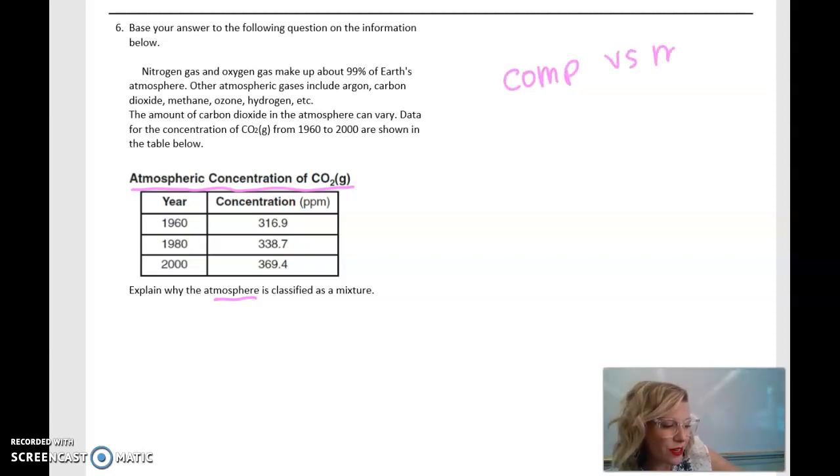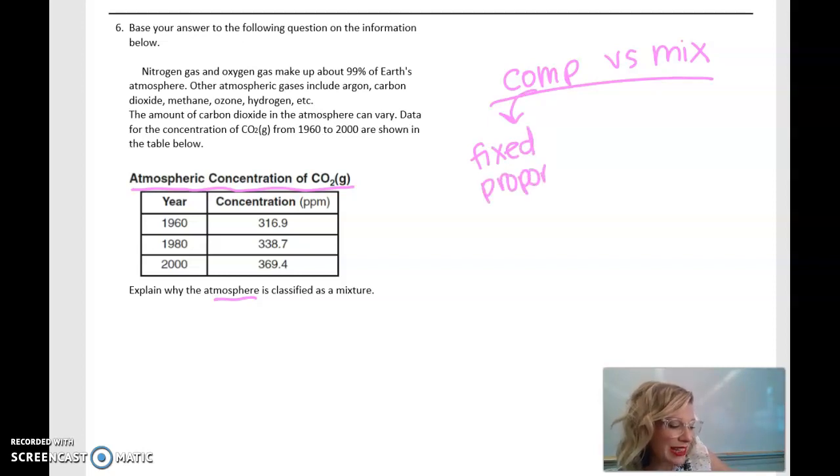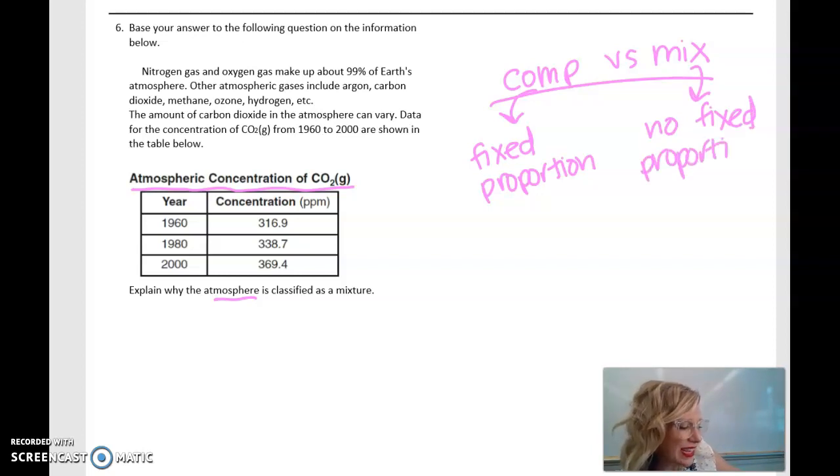With compounds, remember we said that there has to be a fixed proportion, meaning that every time I have, let's say, water, it's always made of 2 hydrogens and 1 oxygen. Mixtures do not have a fixed proportion. And what does that mean? That means that if I have a mixture, it can vary in how much is present.